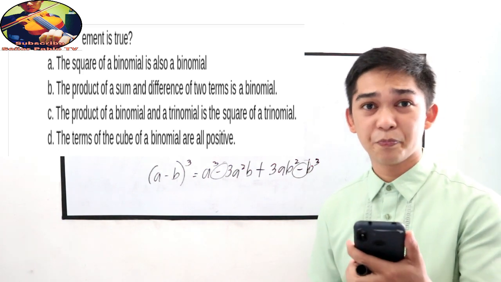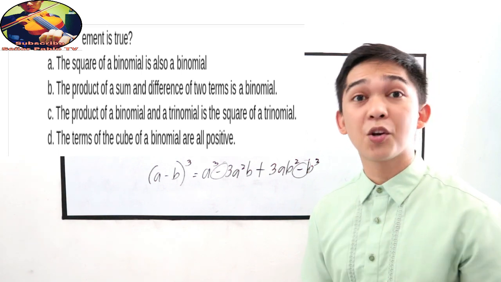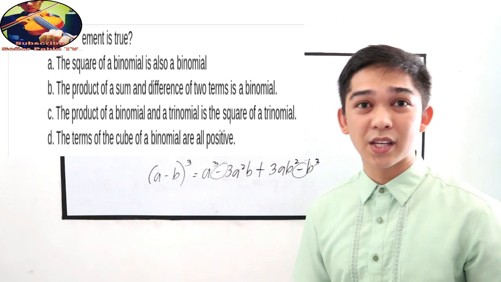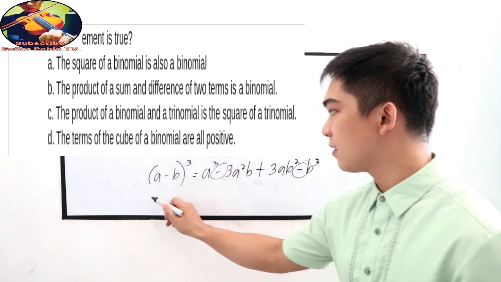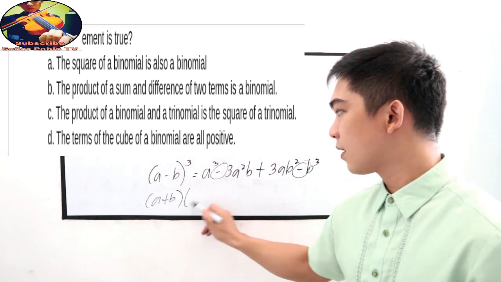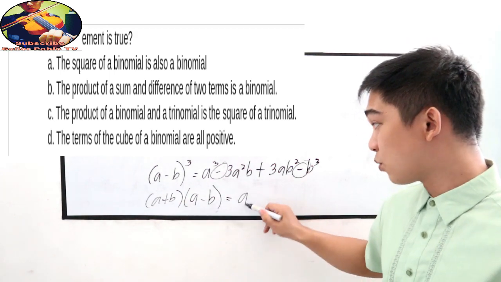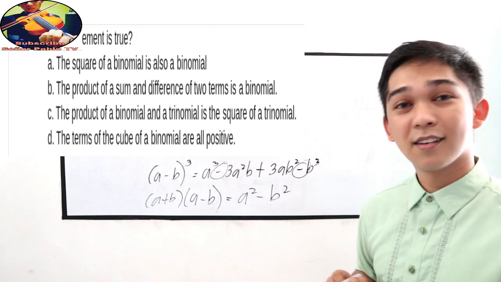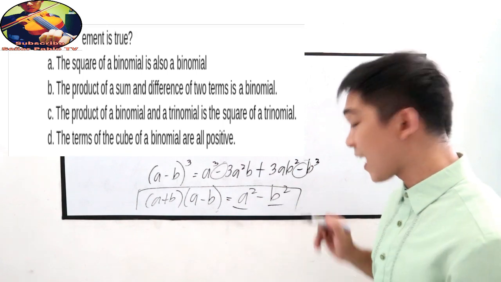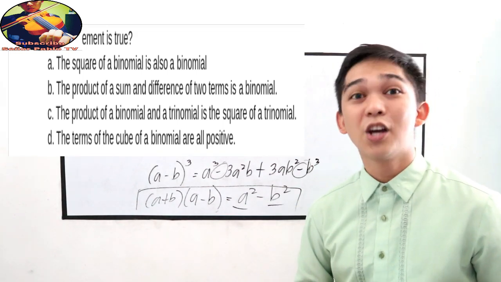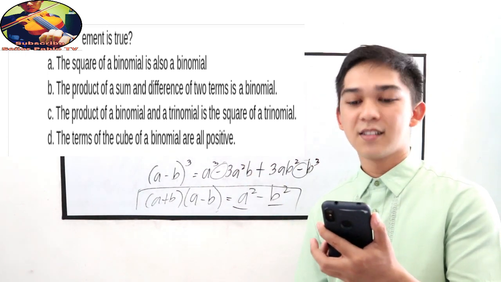Pabalikan natin si B. The product of a sum and difference of two terms is a binomial. Malamang ang tinutukoy niya dito is the difference of two squares. Kapag daw minultiply natin si A plus B times A minus B, di ba ang sagot natin dyan ay A squared minus B squared? Tama? Okay. So, binomial pa din siya. First and second term. Ang binomial is composed of two terms. So, ang sagot natin sa number 1 ay B.